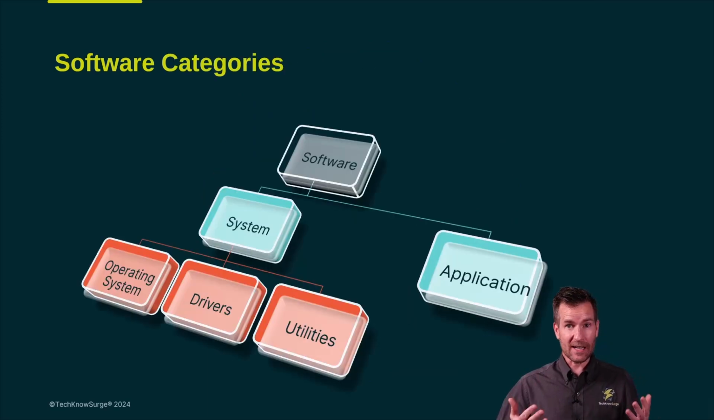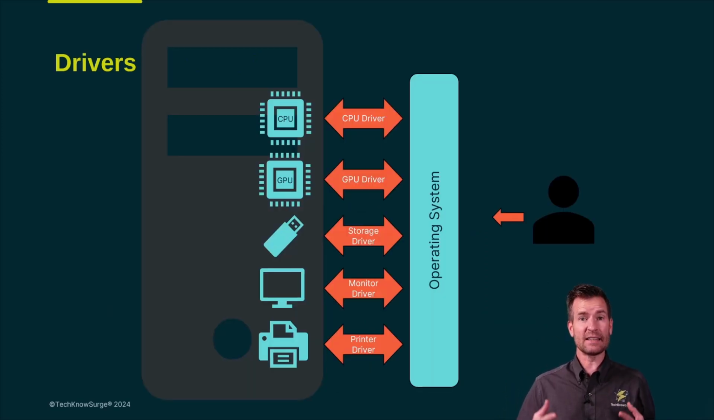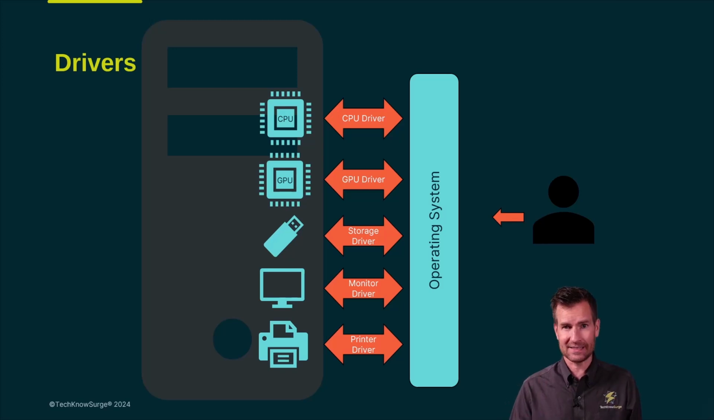We'll talk about different categories of software like system software and applications and how they play a critical role in your computer's operation. And we'll take a look at different types of software that's on your system that's needed, such as what is a driver.